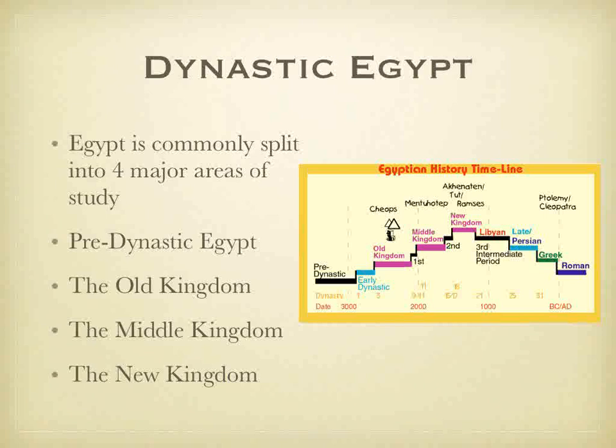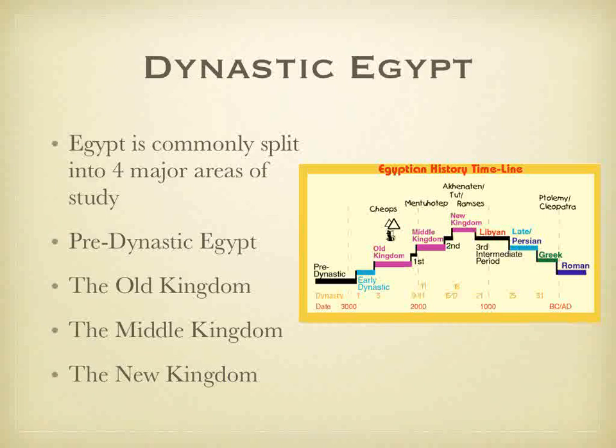Now, Egypt has thousands of years of history, so historians have split it up into easily manageable phases. Firstly, you have pre-dynastic Egypt. This is prior to Egypt actually being centralized, the Upper and Lower Egypt being united, and there's a series of small chieftains, rival clans that were probably in a permanent state of warfare or rivalry of some kind.